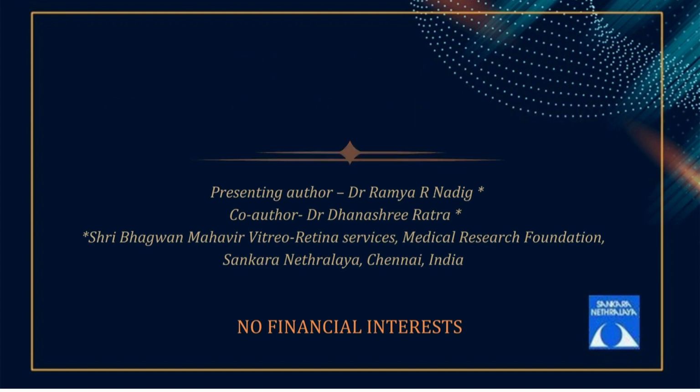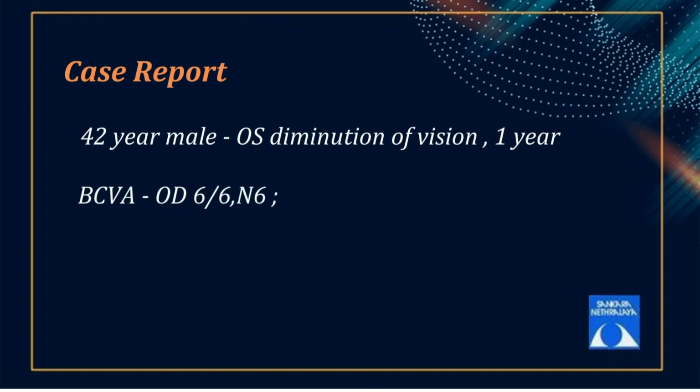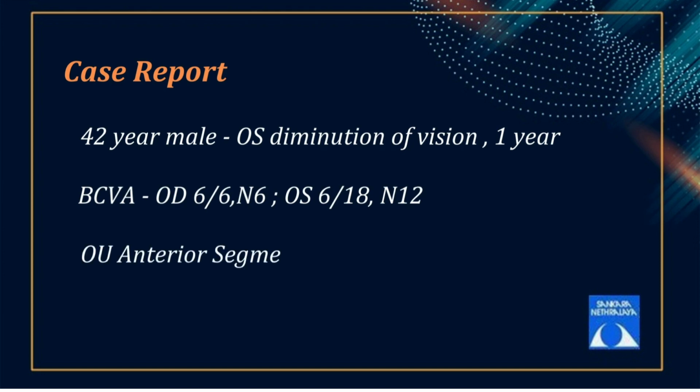A 42-year-old male presented to our Vitreoretina services with complaints of diminution of vision in the left eye noticed since 1 year. On ophthalmic evaluation, the best corrected visual acuity in the right eye was 6/6 and in the left eye was 6/18. Anterior segment evaluation of both eyes was within normal limits.